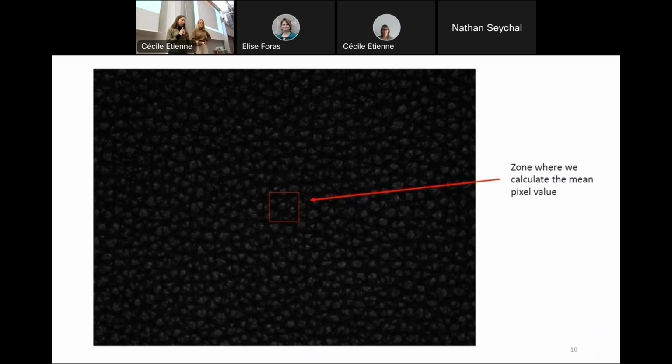And then on MATLAB, for each sample, so for each series of images, we took a small zone of pixels approximately at the center of the sample, and we calculated the mean pixel value of this zone, and then we plotted it for each position of the LED, and it leads us to the following plots.